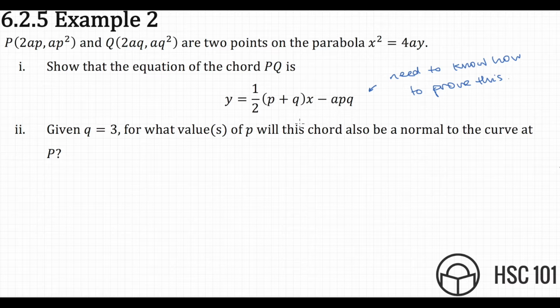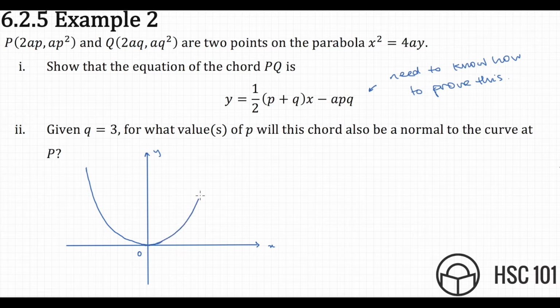So now jumping to the main part of the question, it tells us that given q = 3, for what values of p will this chord also be a normal to the curve at P? To start, let's say we get a parabola out. That's going to be the x-axis and this is going to be the y-axis. Just doing this roughly, but this is the origin, x and y. And now for the parabola, let's say we've got a parabola which looks roughly like this. Oh, that's pretty good. Beautiful parabola. So that's x² = 4ay.